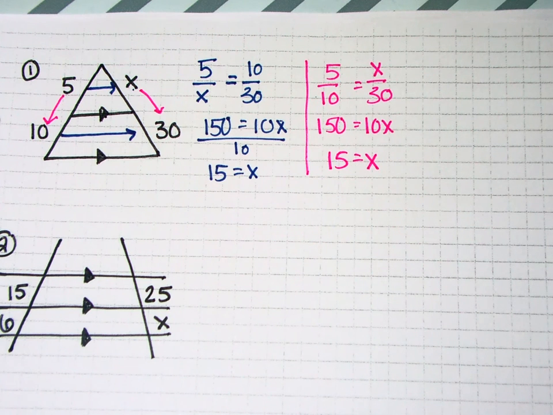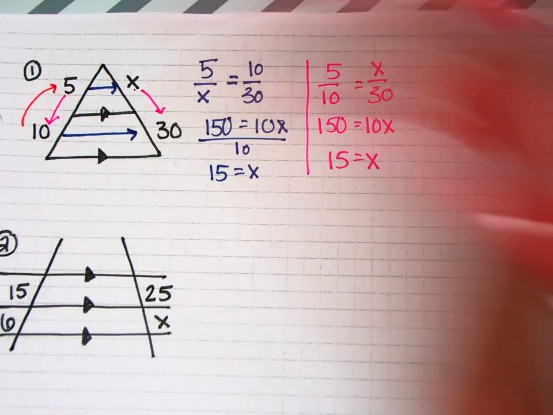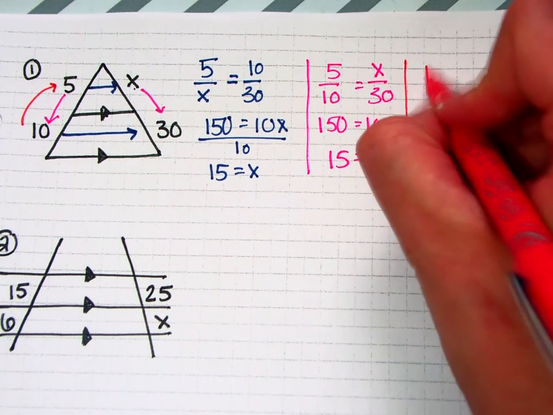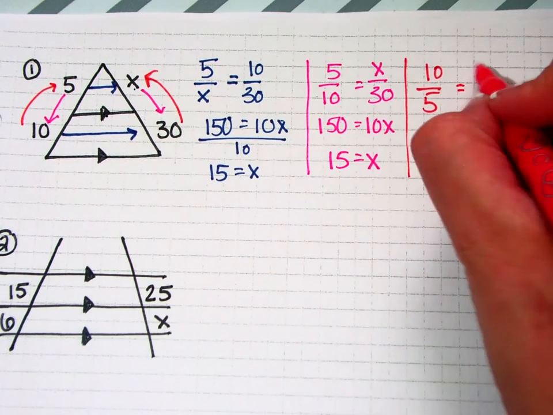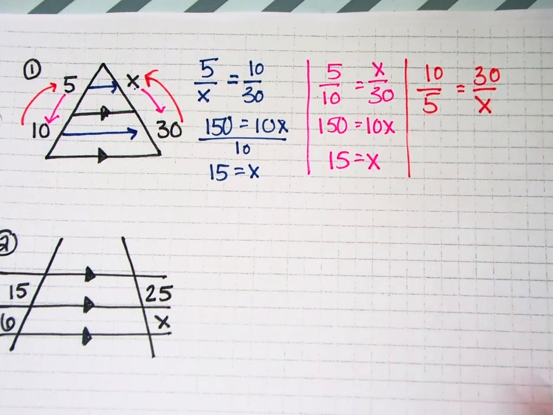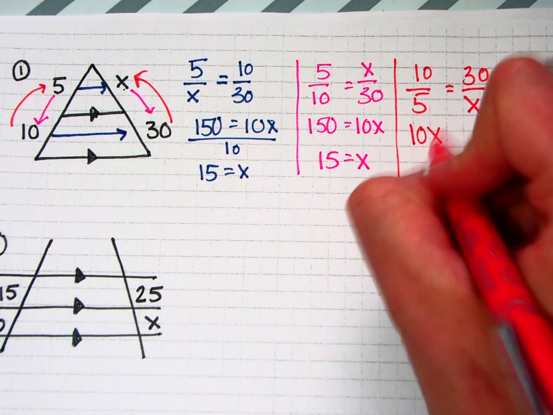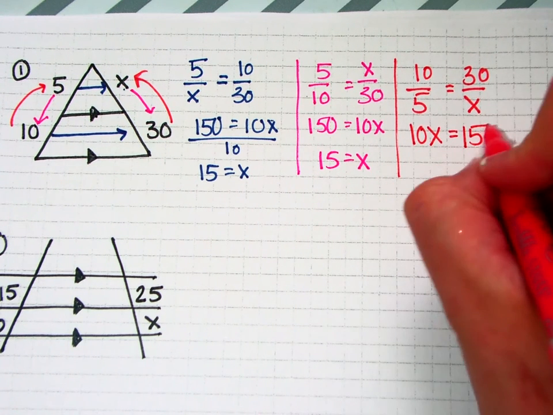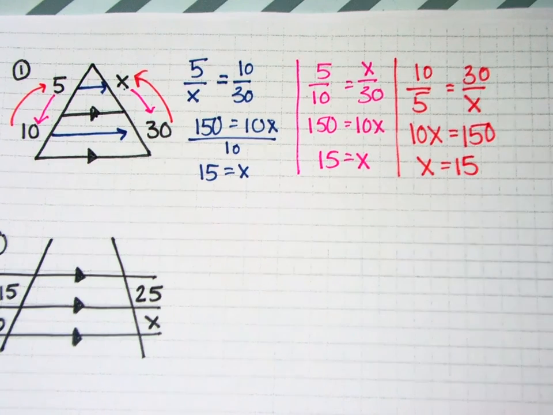Let's do another one. You can do this another way. You can also go bottom to top, 10 over 5 equals 30 over x. Again, same type of problem. 10 times x is 10x. 5 times 30 is 150. Dividing by 10, I still get 15.